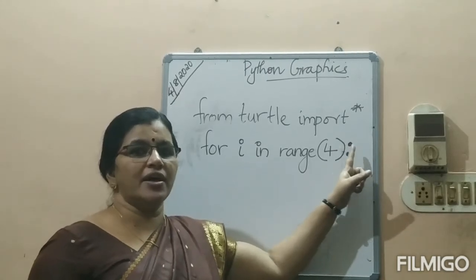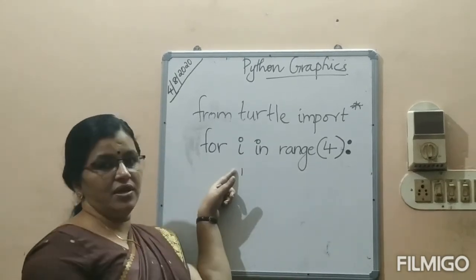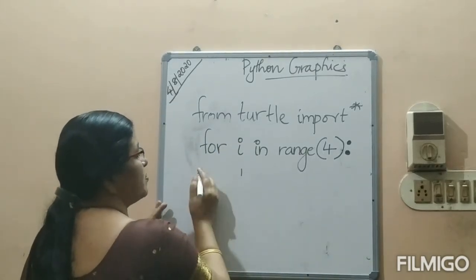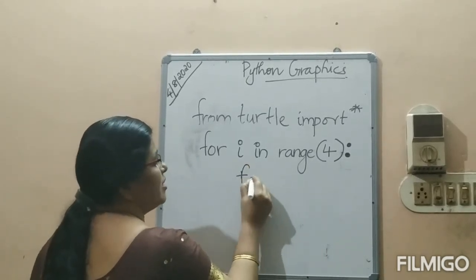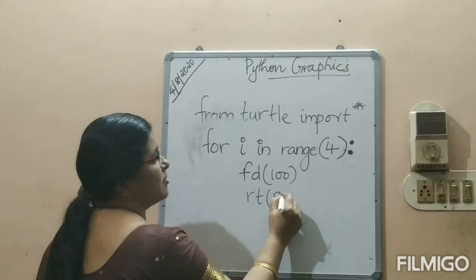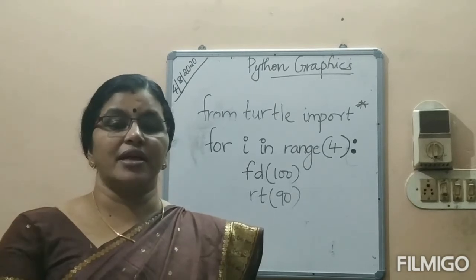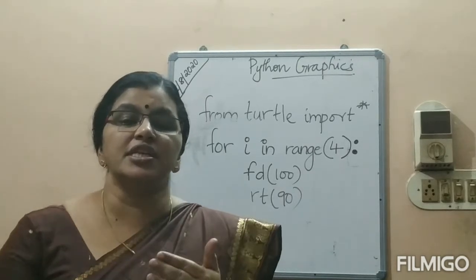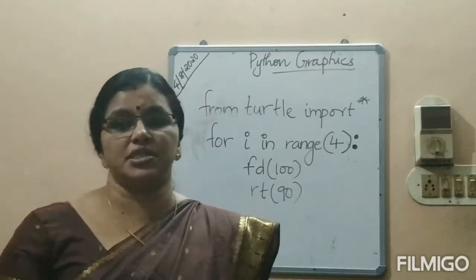When you put a colon here and press the enter key to the next line, the cursor will be standing below I. It should not be in this margin, but this margin. Then you have to write which command? FD 100 RT 90. By writing these 3 steps, you will get a square. That is the speciality about for loop. It reduces the number of steps.